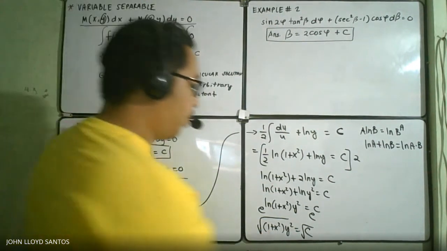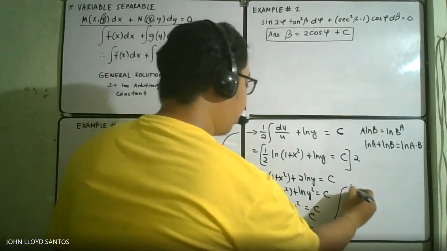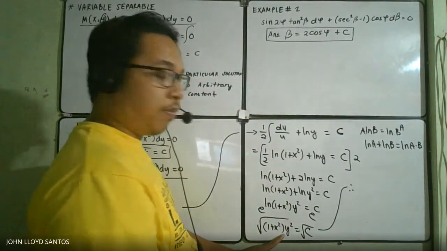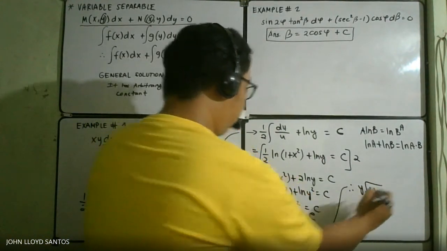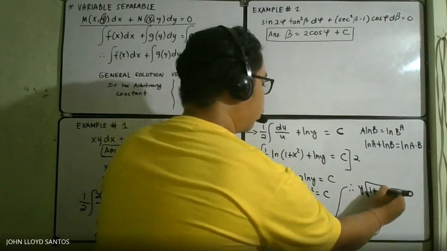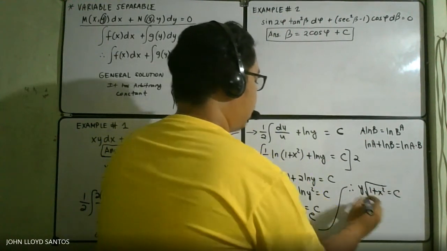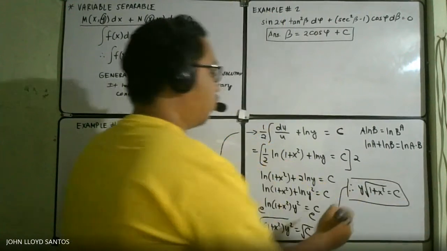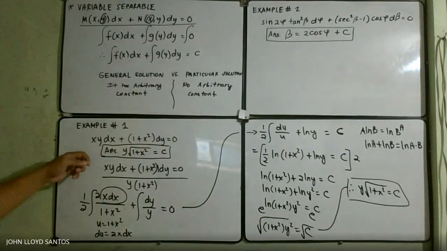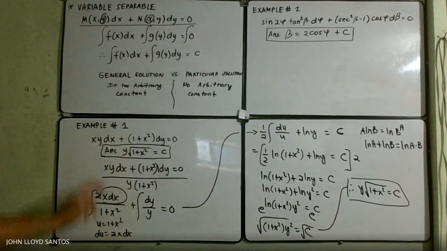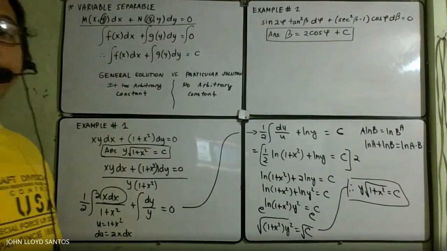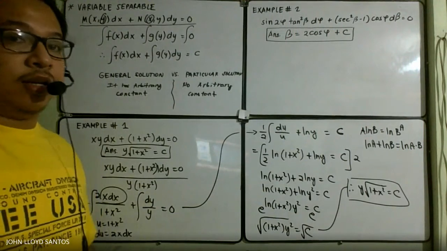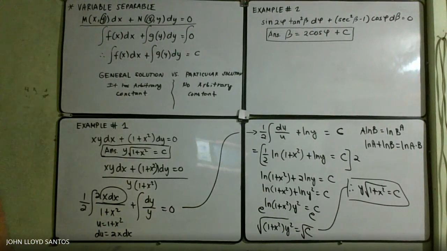Okay? So, ang lalabas, therefore, the answer here, no? Yung y, ilalabas natin, no? Kasi may square root ang y. So, ang matitira sa loob is 1 plus x squared equals c. So, therefore, the solution of the differential equation, no? Meron tayong natawag na general solution. So, the answer is y times square root of 1 plus x squared equals c. No? So, ganun lang. So, try naman natin tong example number 2.